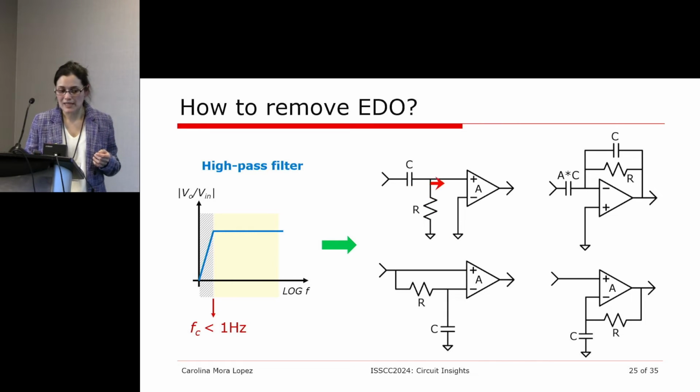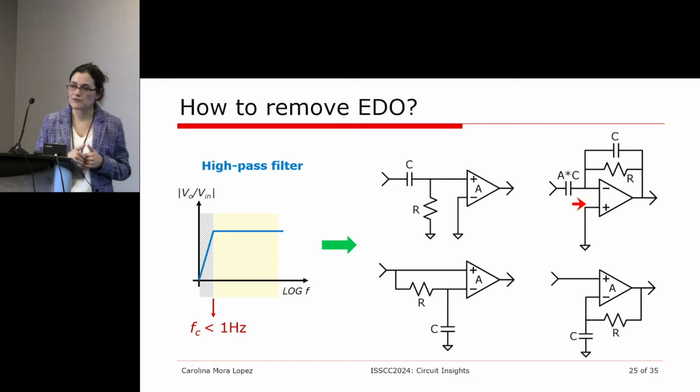Instead, if you look at the top architectures, they are AC coupled, which means that you have a capacitor that is already eliminating this electrode DC offset before it reaches the input of your amplifier. So you have full control of what is the voltage that is connected to your amplifier terminals, and you can make sure that that voltage is within the ranges that your amplifier can tolerate.